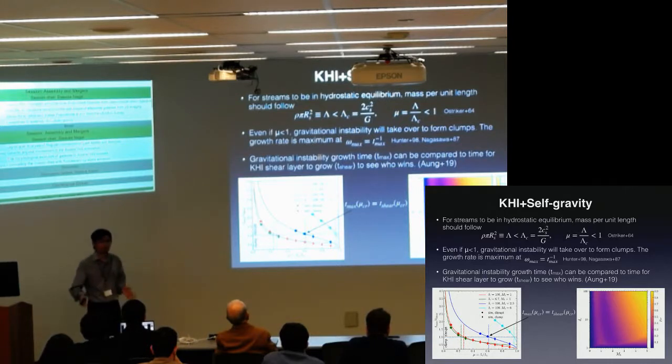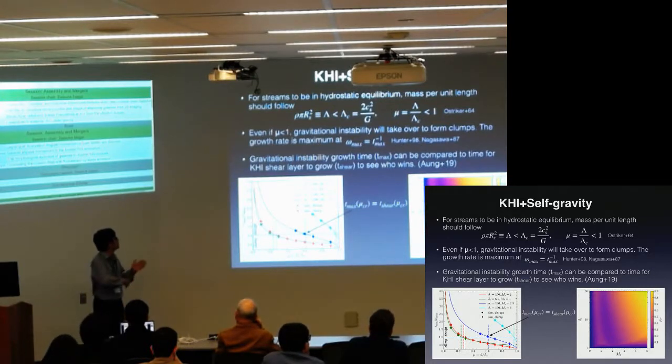So when you have both this gravitational instability and the KH instability, you can compare the time scale for the gravitational instability to take over with the time scale for the shear layer to grow following the KHI, to see which one can dominate the eventual evolution of the streams.